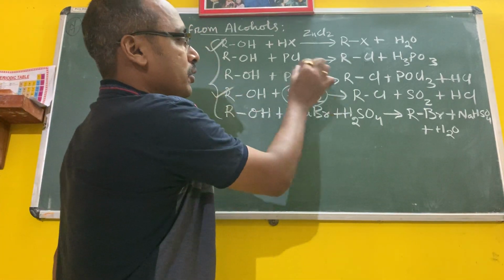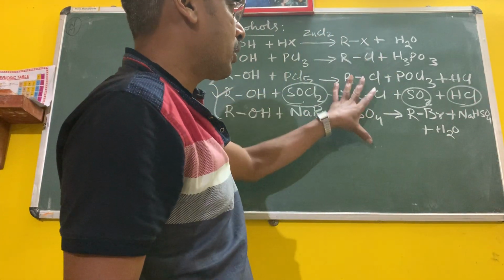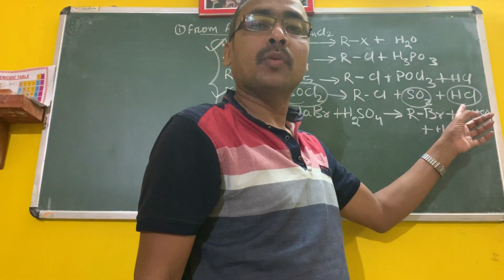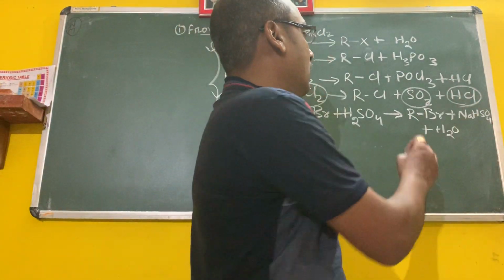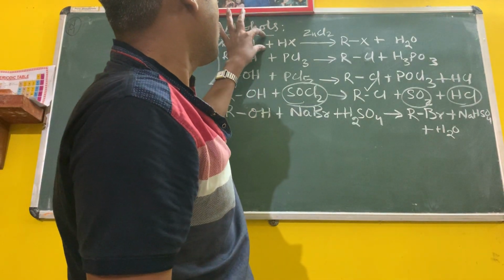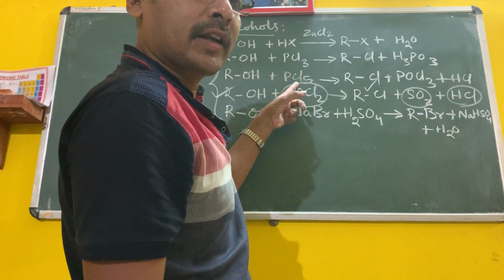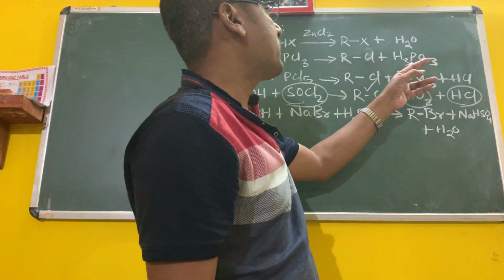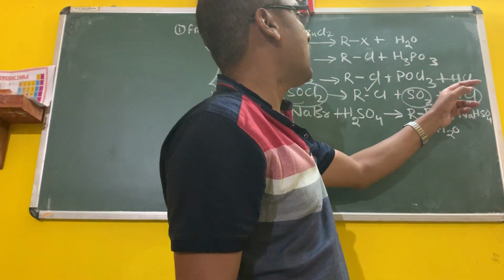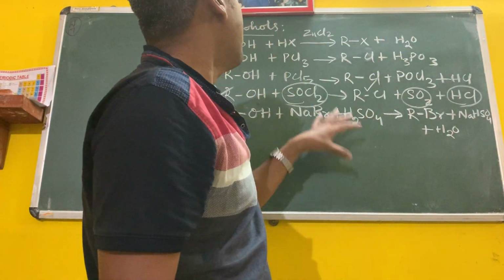Then this fourth one is also important. The thionyl chloride, because of the byproducts. These are main products, and the others are byproducts. SO2 and HCl are escapable gases. They escape out and only the alkyl halide is left behind. So this method is important. These are 2 important methods. And these are phosphorus trichloride and phosphorus pentachloride. The only difference is H3PO3 with PCl3, and POCl3 and HCl with PCl5. Okay students, these are all from alcohols.